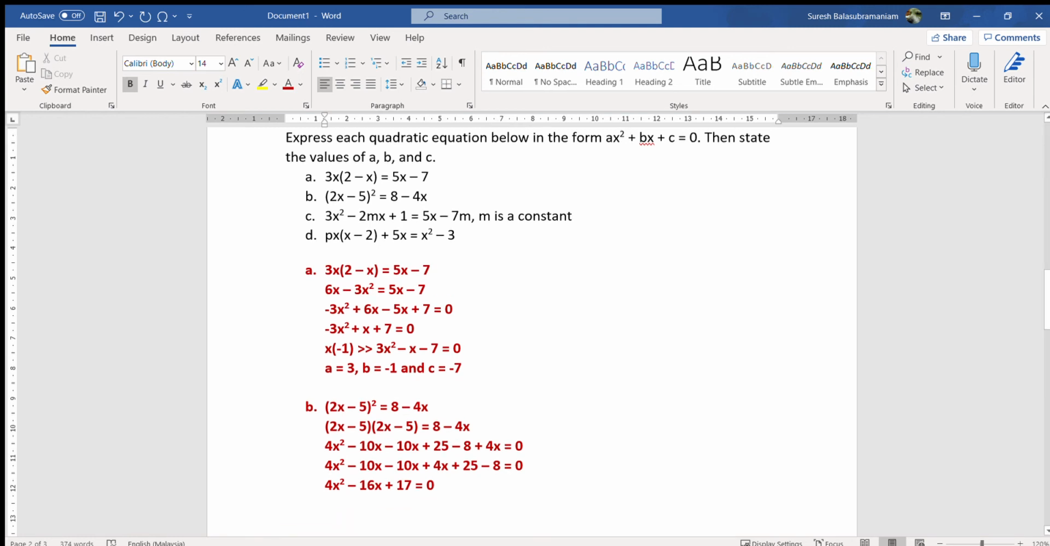So I need to write the values of a, b, and c. So a will be 4, b will be -16, and c will be 17. Okay, that's the answer. Okay, moving on to question C.